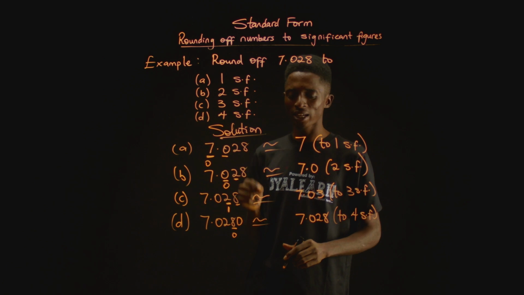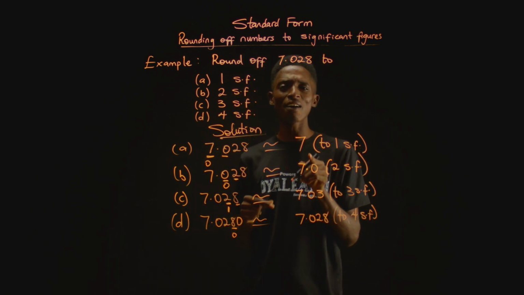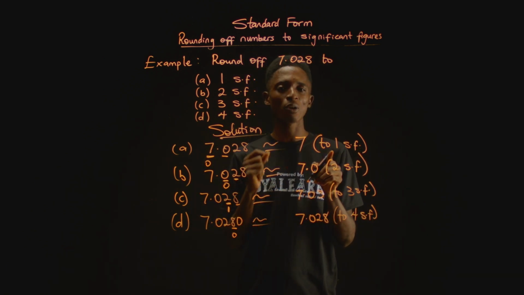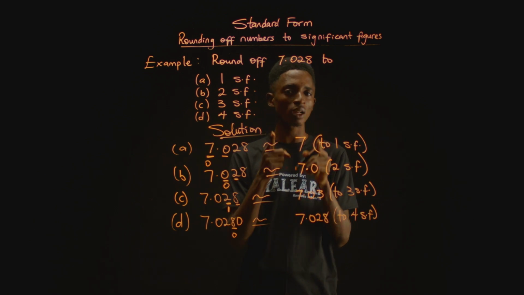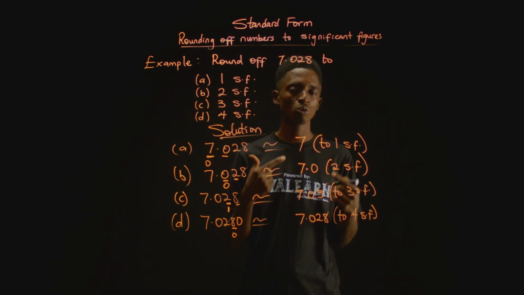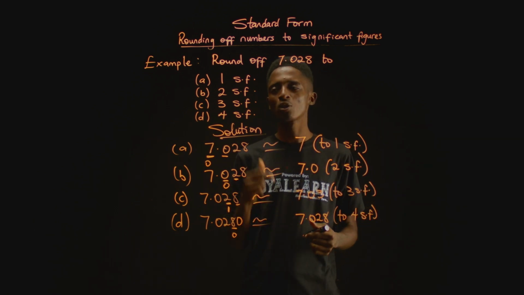Now, please do not forget that even though these two digits have the same value, this has been approximated to 1 significant figure, while this is to 2 significant figures, which is why this only has 1 digit and this has 2 digits. This is how we solve this problem.